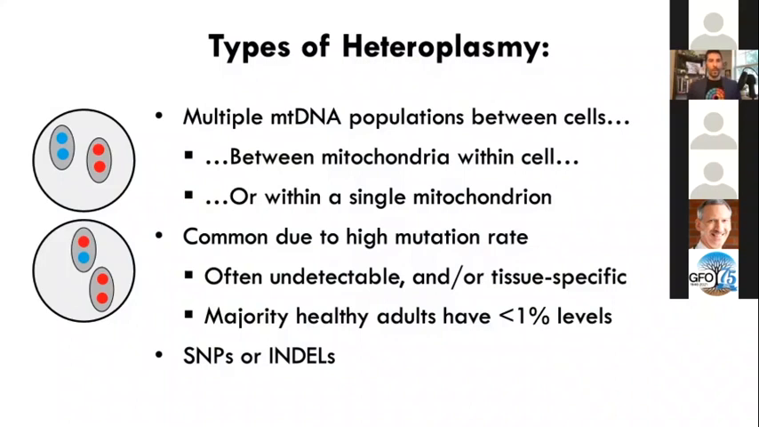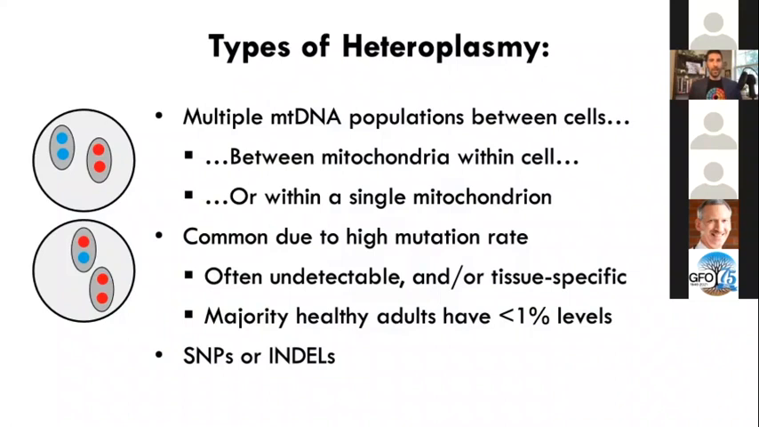So there are, like I said before, a couple of types of heteroplasmy. We know that there are multiple mtDNA populations, between cells, within cells, and then there are multiple mitogenomes within a single mitochondrion as well. So due to that high mutation rate we talked about, often heteroplasmies are undetectable. They're at a very low rate of less than 1%.